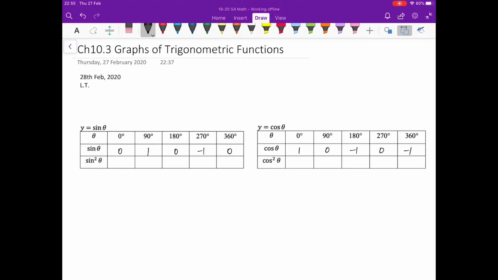Hi everyone. Today I'm going to give you some more examples about the graphs of trigonometric functions. So please turn to a new page of your notebook. Write down the date of today and the learning targets.